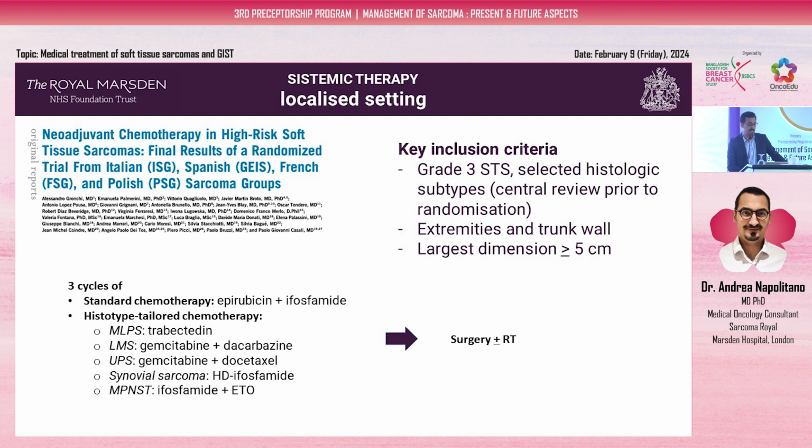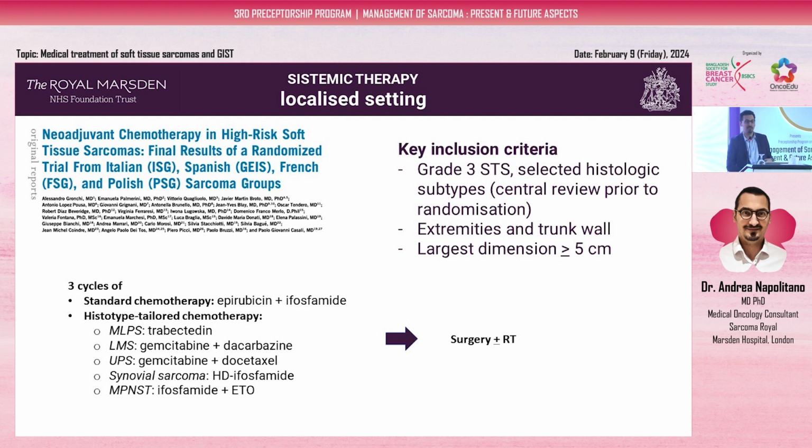And in this case, the standard of care, which is epirubicin or doxorubicin plus ifosfamide, was compared with histotype-driven chemotherapies to see whether we should still use doxorubicin-based chemotherapy for all our patients, or if we could identify regimens which are more effective or more tolerated. And this trial was run across Europe.